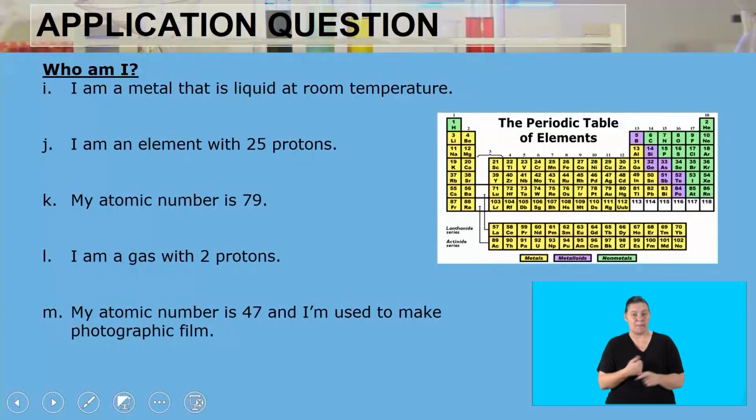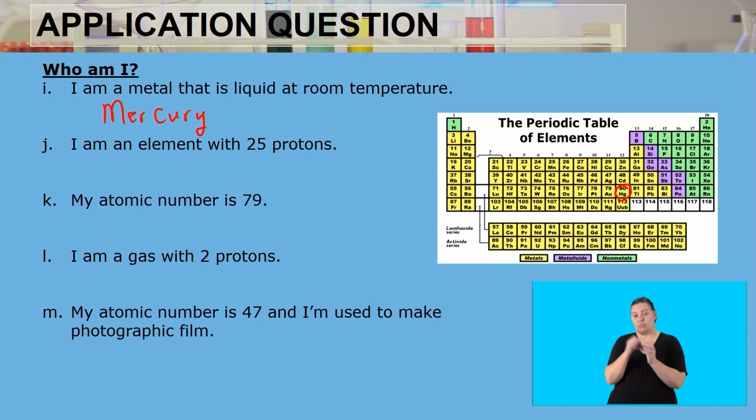I am a metal that is liquid at room temperature. A metal that is liquid at room temperature is our mercury, or Hg. It's found in group 12. I am an element with 25 protons, atomic number 25. We talked about this, so that's our manganese.